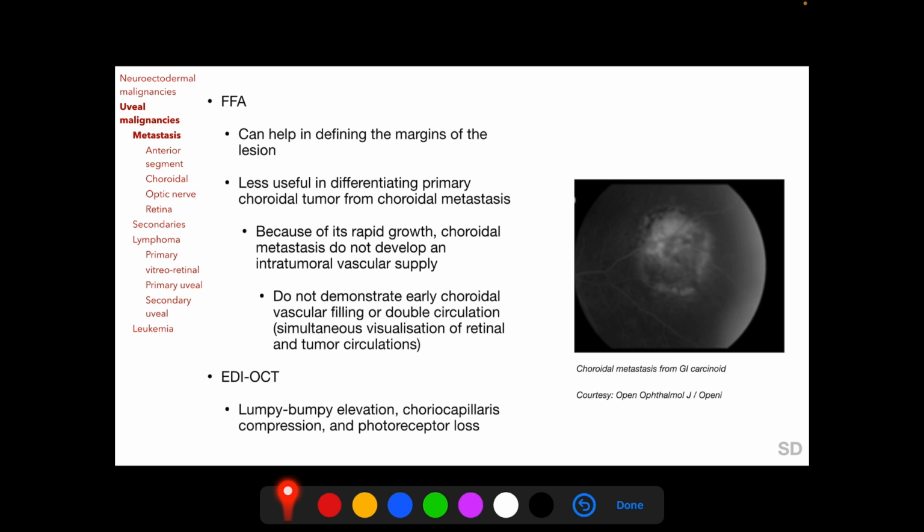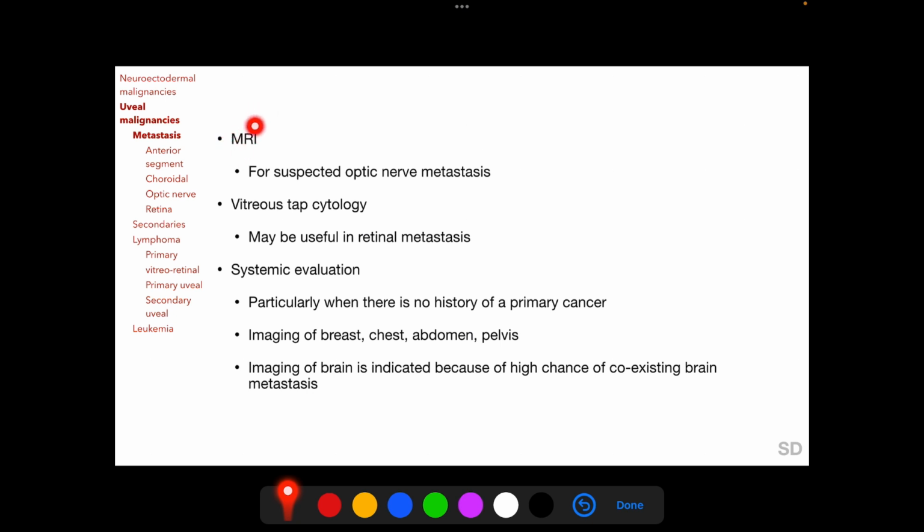OCT, especially the enhanced depth imaging mode of OCT, usually shows lumpy bumpy elevation below the retina. Magnetic resonance imaging is indicated for suspected optic nerve metastasis to define the extent of optic nerve involvement, and cytology of vitreous tap can be useful in diagnosing a retinal metastasis.